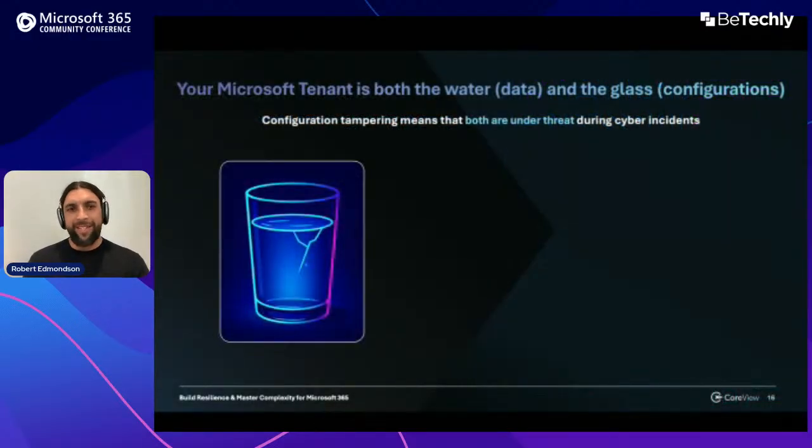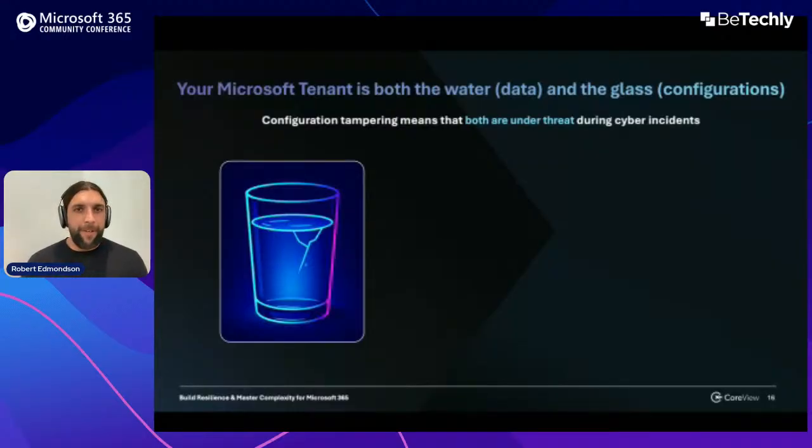The way we explain this is by looking at a glass of water. Your Microsoft tenant is both the water inside of the glass, which is the data, and the glass itself. That's the tenant, which is made up of configurations. Configuration tampering means that both are under threat during cyber incidents. So if I take your glass of water and throw the water on the floor, you're going to be annoyed with me, but because you have your data backed up, you can pour the water back into the glass and you can get going again because I didn't break the glass, okay?